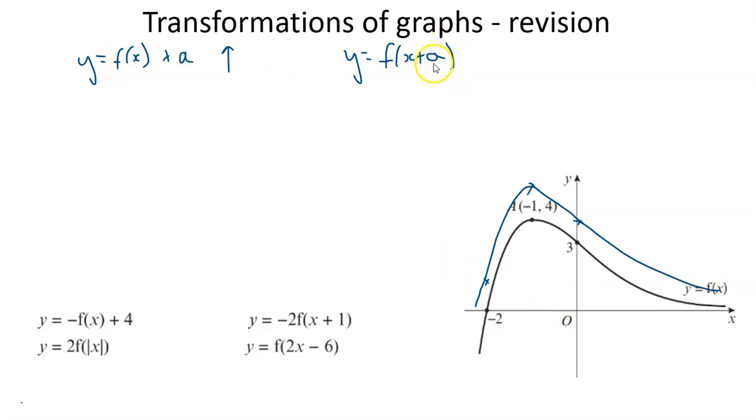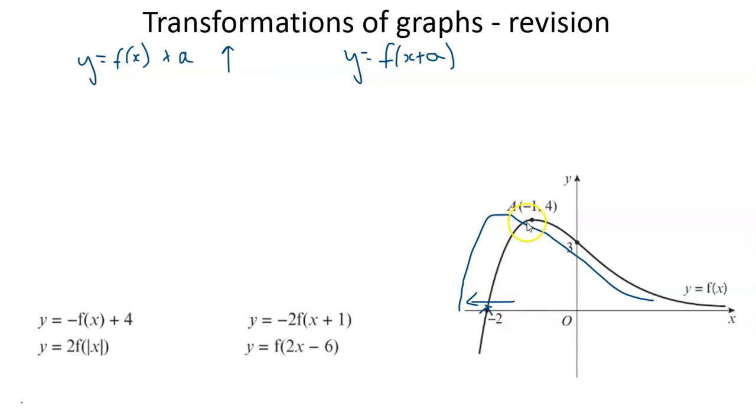Obviously, if it's negative, it's going to go down. But if you put it on the inside of the function, so f of x plus a, it's now going to move in the other axis. You'd think it would move to the right, but it doesn't. It moves to the left. And this time, moving a, it's actually going to move it this much over. So everything now is shifted by a to the left.